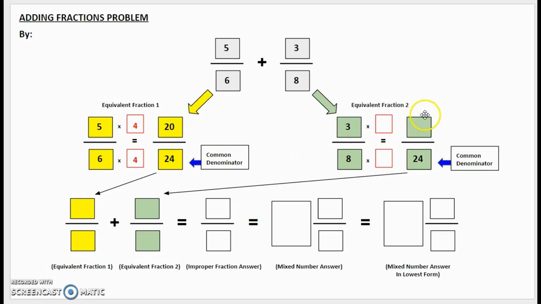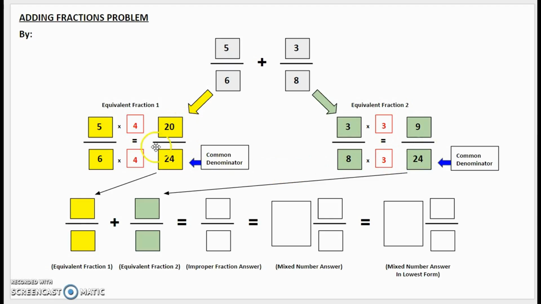Let's do the same calculation for fraction 2. Let's look at the denominators. I started with a denominator of 8 and I ended with a denominator of 24. What do I do to 8 to make it 24? I have to multiply by 3. Remember, what I do to the denominator, I have to do to the numerator. So I'm also going to multiply the numerator by 3. 3 times 3 is 9. So my new second fraction, 3/8, is equivalent to 9 over 24.